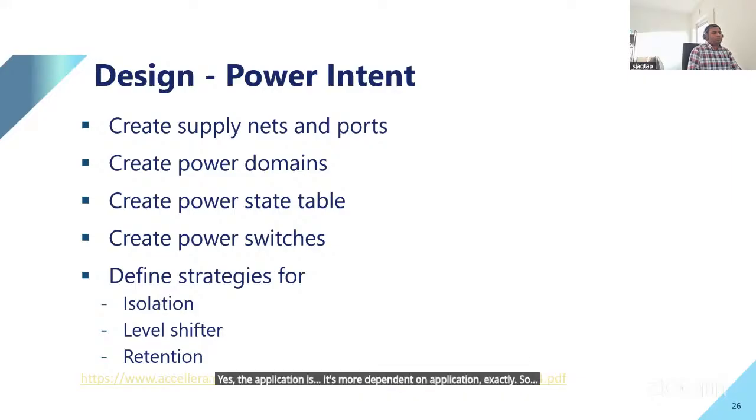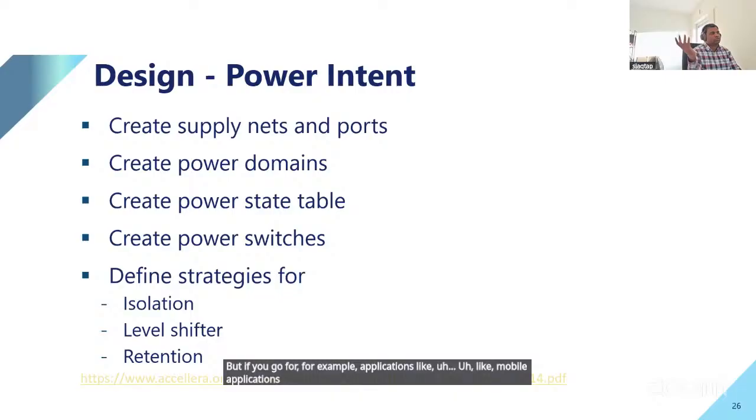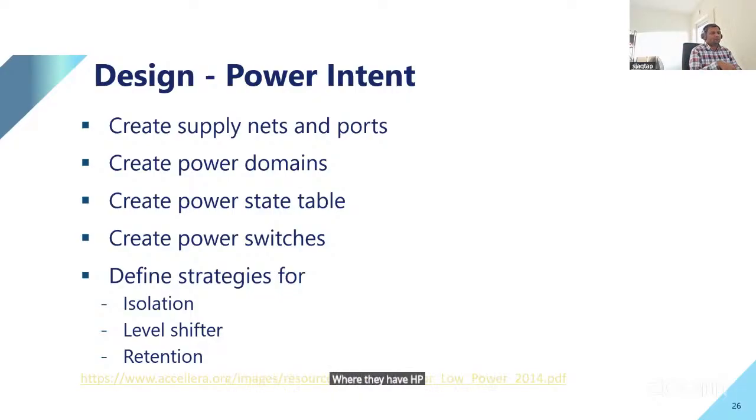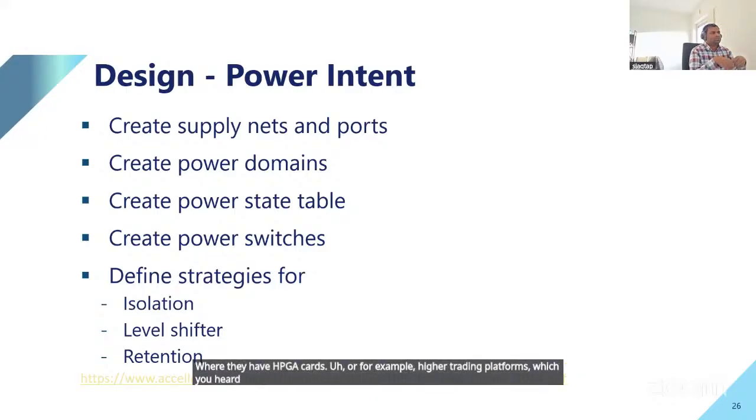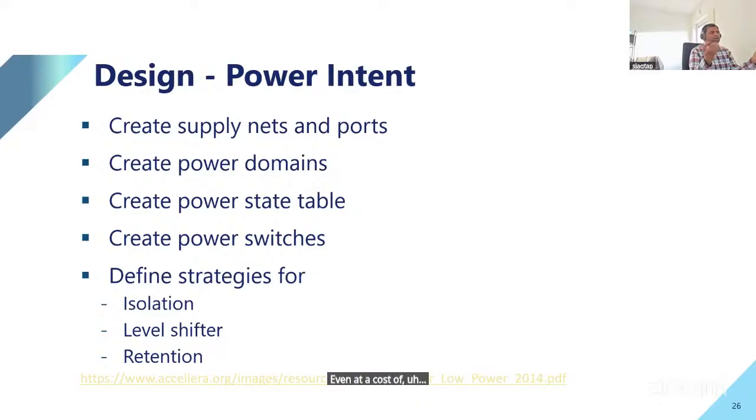More portable applications always strive for lower power. But if you go for, for example, mobile applications that go into the antenna baseband processor, where they have FPGA cards, or high frequency trading platforms, which you have probably heard of, they work with these FPGAs. There they want high speed, even at the cost of higher power or higher area. So it completely depends on the application.